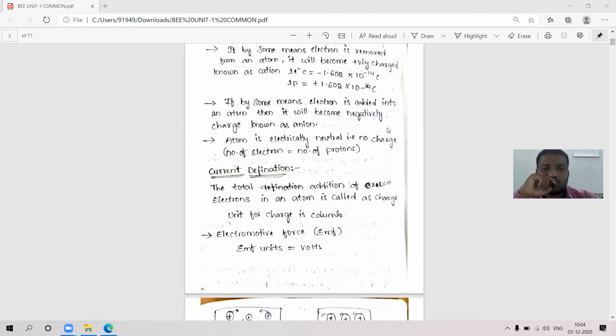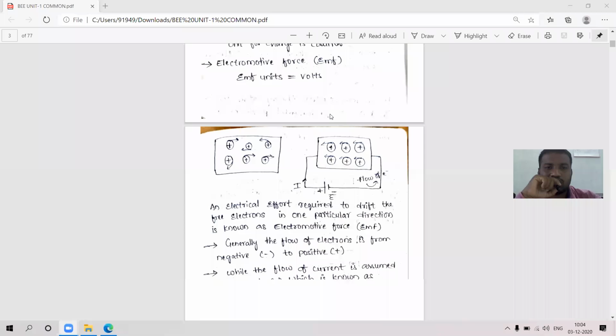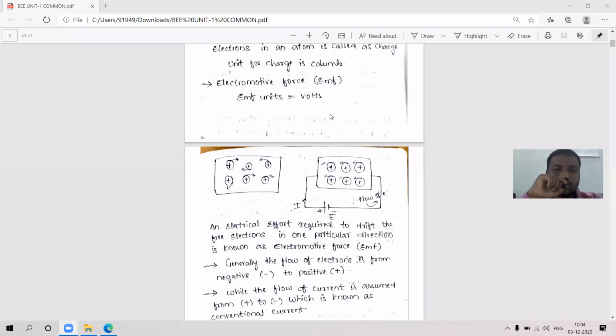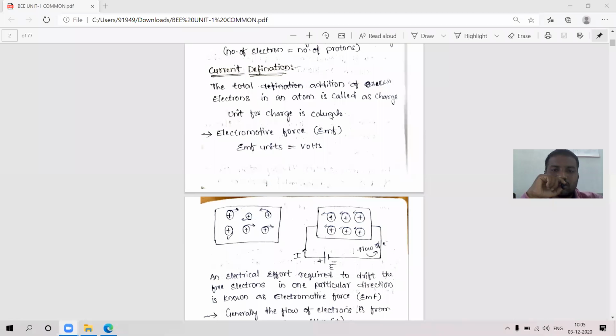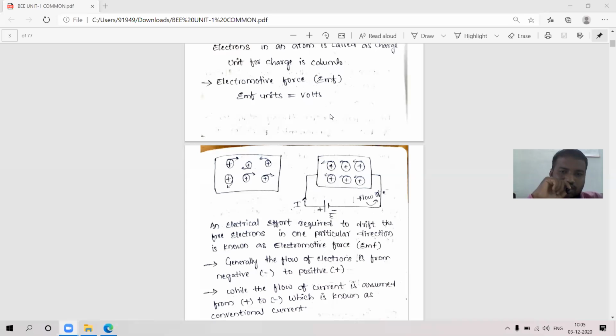Now coming to the electromotive force. Is it clear? So charge is clear, everyone. Simply we have to say that the total addition of electrons in an atom is known as charge. Charge is represented by Q and the unit of charge is coulombs. Already you know that, so again we have revised that. Now coming to the electromotive force.